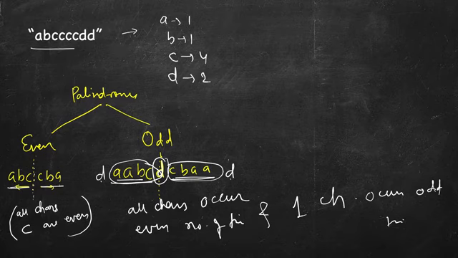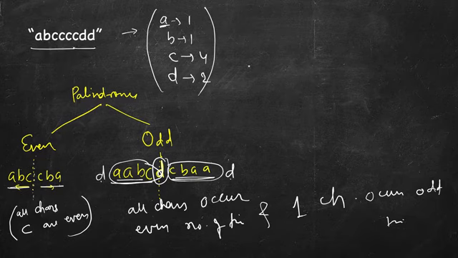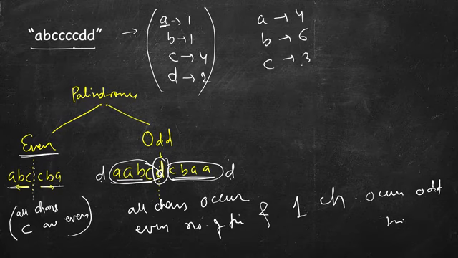So what we will do, we will keep a map where the key will be the character and the value will be its count in the input string. So only one character can be center. So if every character has occurred even number of times, then we can use all the characters and form an even palindrome. If let's say A occurs 4 times, B occurs 6 times, C occurs 3 times, and D occurs 1 time.